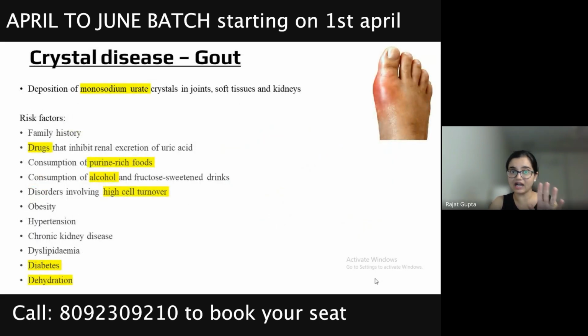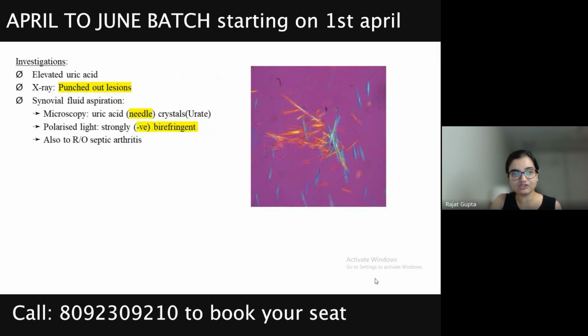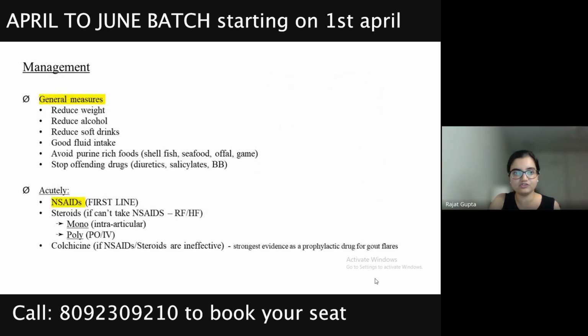Now, crystal disease, gout. Gout is crystal deposition. What crystal is deposited? Monosodium urate. This is going to be an acute setting, very painful, very tender, and it affects the big toe. Risk factors: anything that increases cell turnover, anything that decreases uric acid excretion. Foods like red meat, alcohol, smoking, and conditions like diabetes and hypertension. Now, investigation. Uric acid will be high. There will be needle-shaped crystals in the synovial fluid, negatively birefringent.